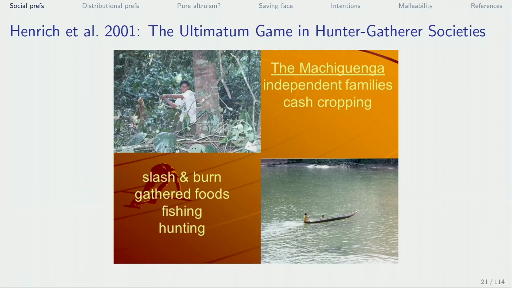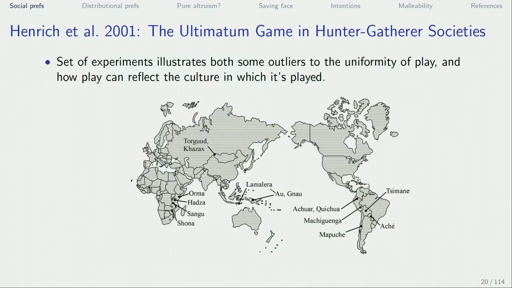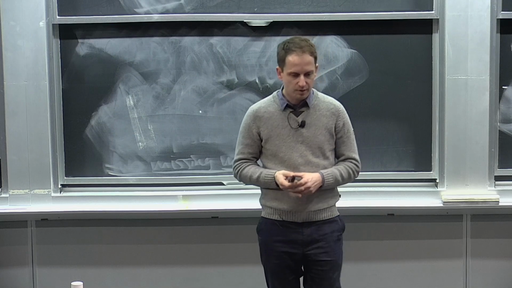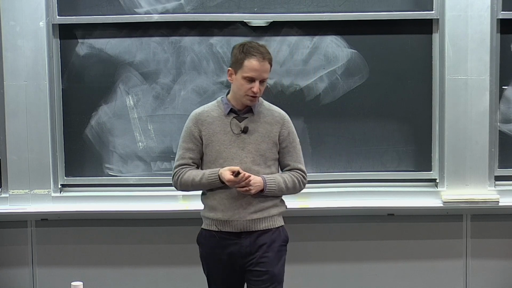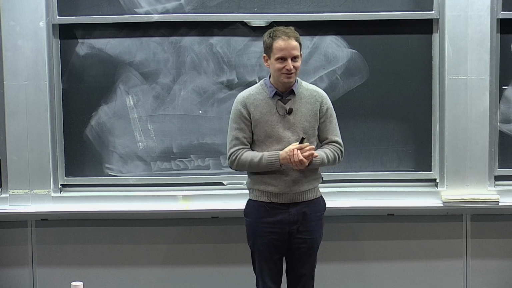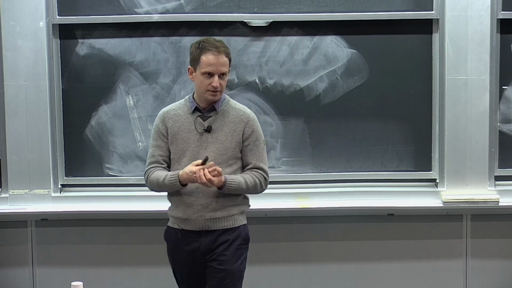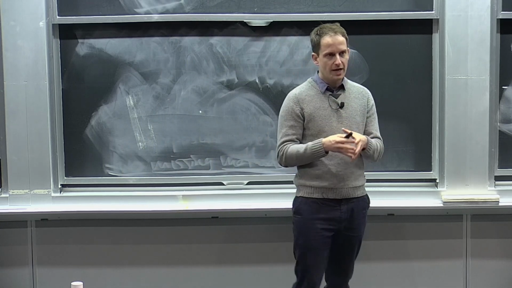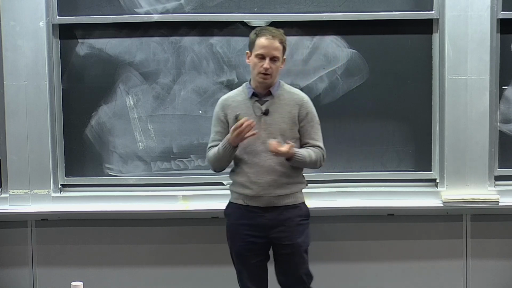There are two examples here. One is the Machiguenga, who are in Peru in Latin America. They are essentially independent families. They do a lot of cash cropping. Their way of living appears to be slash and burn agriculture, gathering food, fishing, and hunting. So, and correct me if that's wrong, it seems to be fairly individualistic in the way people produce. They're not really relying on a lot of cooperation in the way they produce their food or their living.